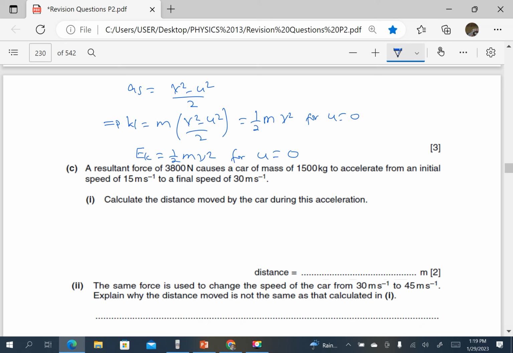A resultant force of 3,800 newtons causes a car of mass 1,500 kilograms to accelerate from an initial speed of 15 to 30. Calculate the distance moved by the car during this acceleration. So 3,800 is the resultant force. So work done can be got from change in kinetic energy.